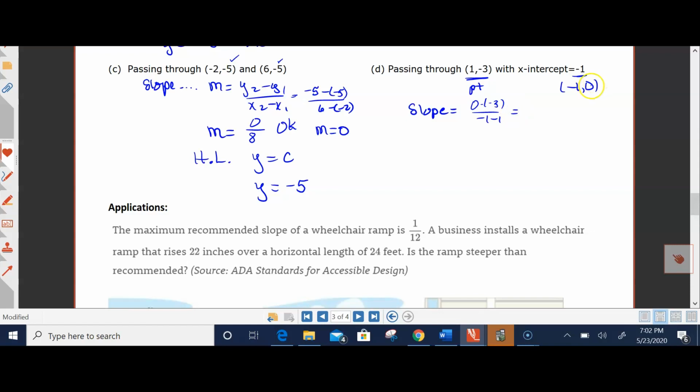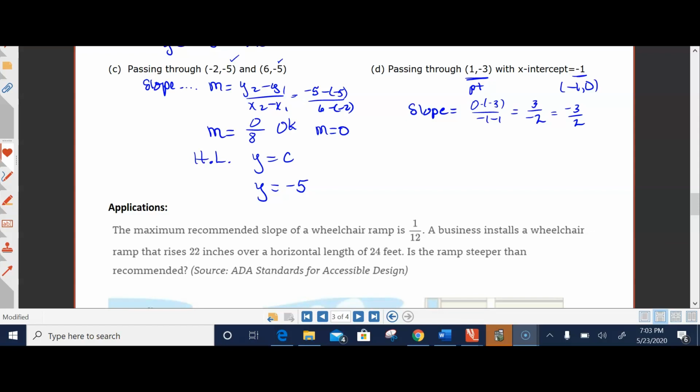Let me check my work. 0 minus a -3, good. -1 minus 1, good. So I get 3 at the top, and -1 minus 1 would be -2 at the bottom. So I get a slope of -3/2. You can put the negative with the 3, with the 2, or in the middle. It doesn't matter. I kind of have a tendency to just put it on the top.